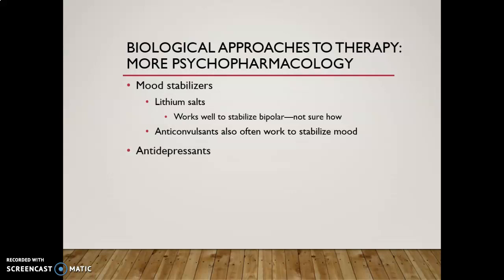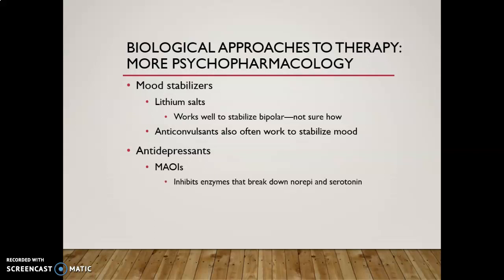Next, we have the antidepressants. These are for use for unipolar mood disorder, not bipolar, but unipolar. Now, the traditional antidepressants are drugs like MAOIs, monoamine oxidase inhibitors. This is one of the first antidepressants, back in the 50s and 60s.